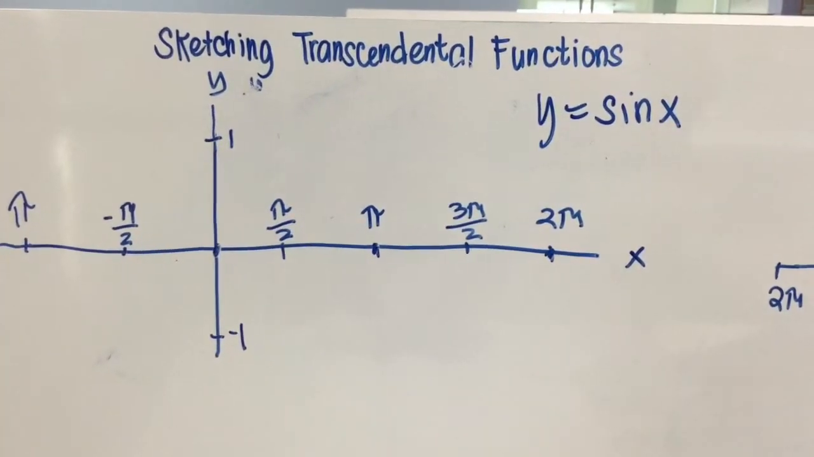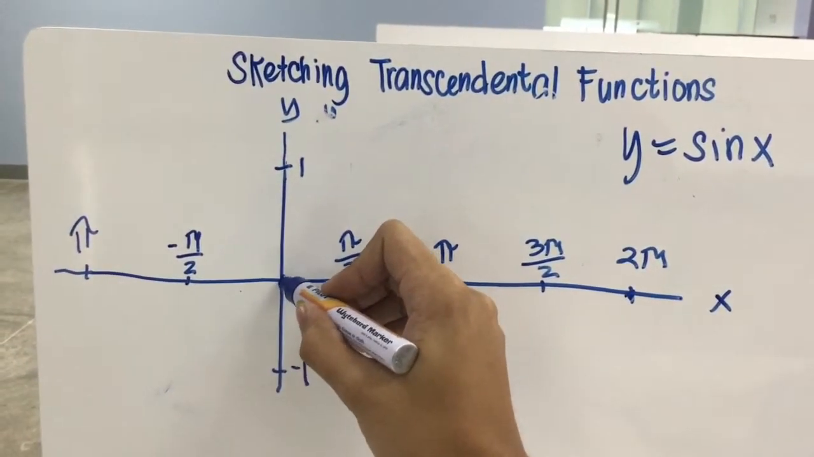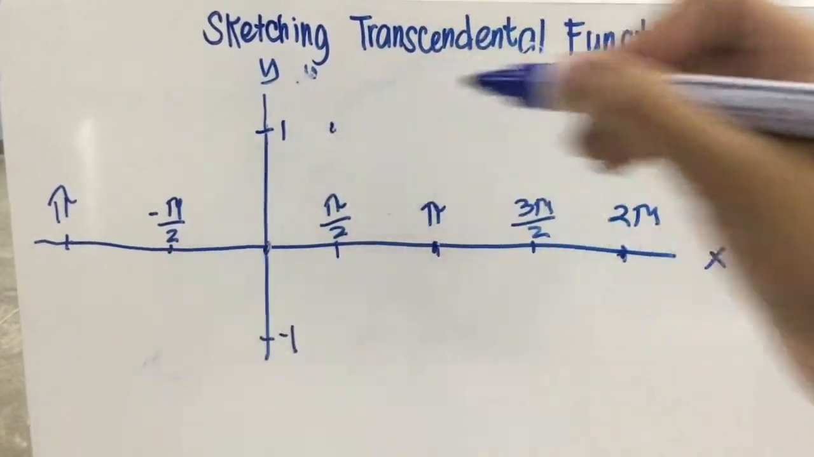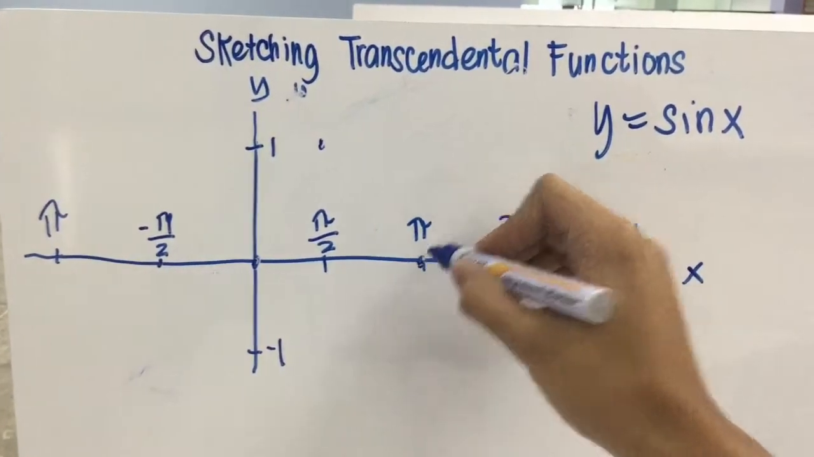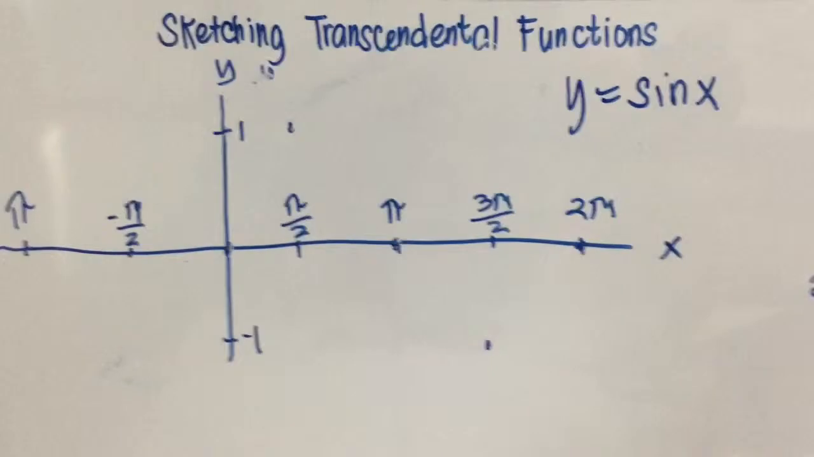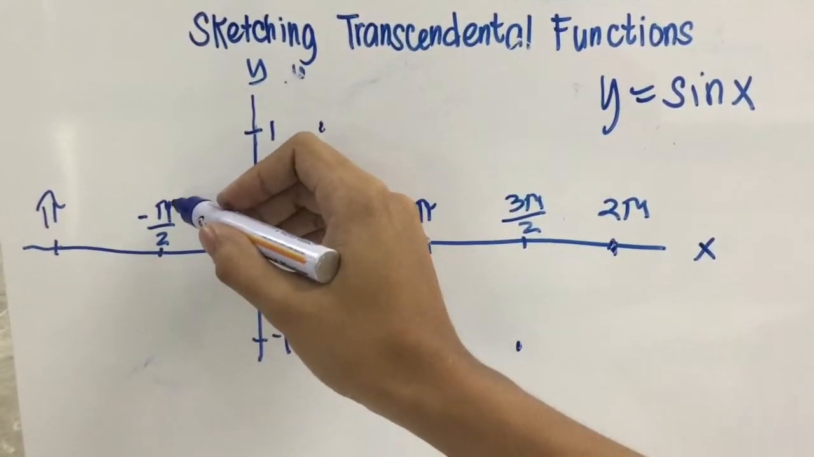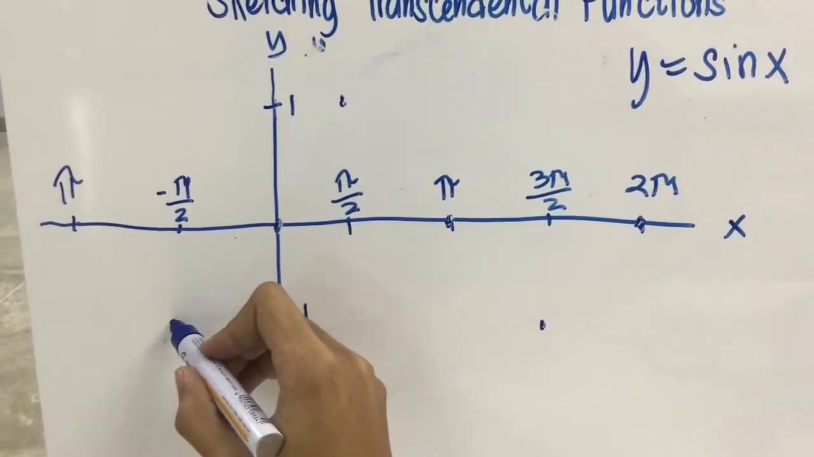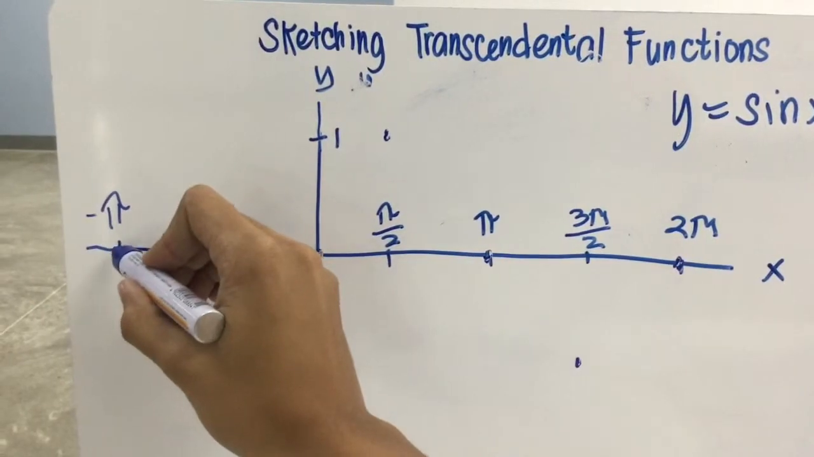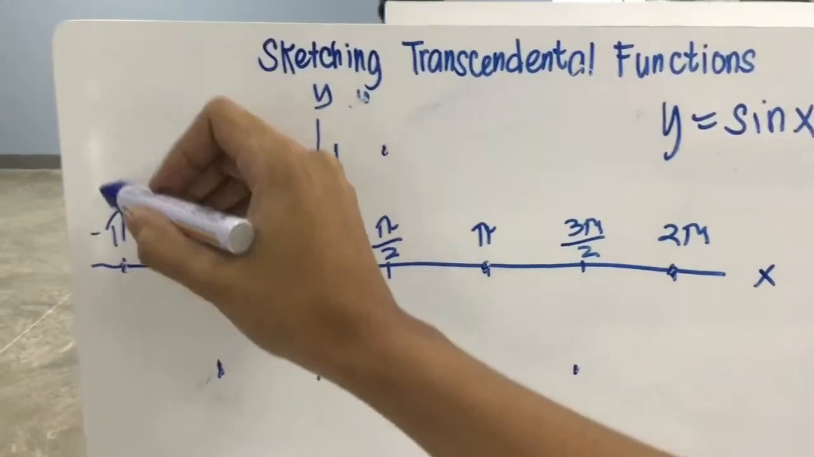So let us also have an example of the function y is equal to sine x. So sine of 0 is equal to 0. The sine of pi over 2 is equal to positive 1. The sine of pi is equal to 0. The sine of 3 pi over 2 is equal to negative 1. And the sine of 2 pi is equal to 0. Same as in the negative side, which is the negative pi over 2, its sine will be negative 1. And finally, the sine of negative pi is 0. So if we're going to sketch its graph, it is going to look like this.